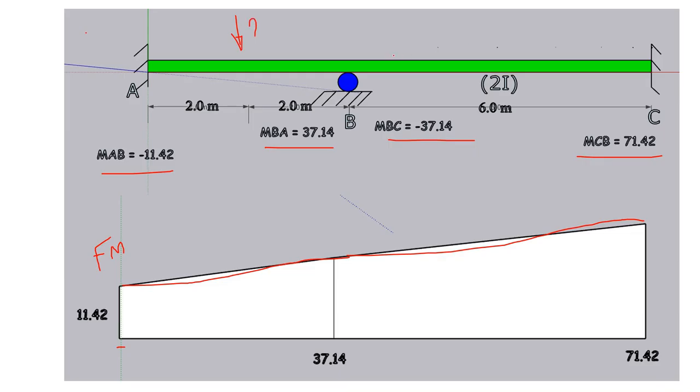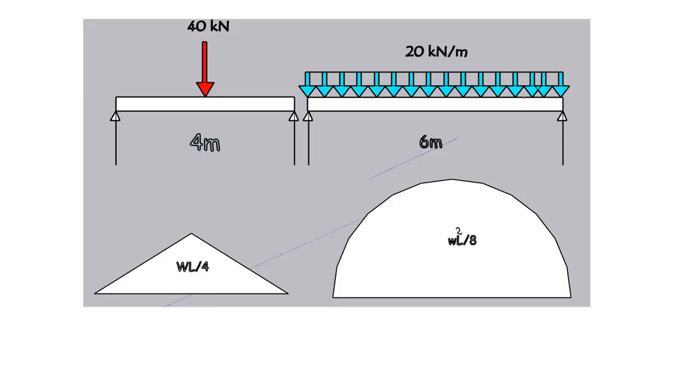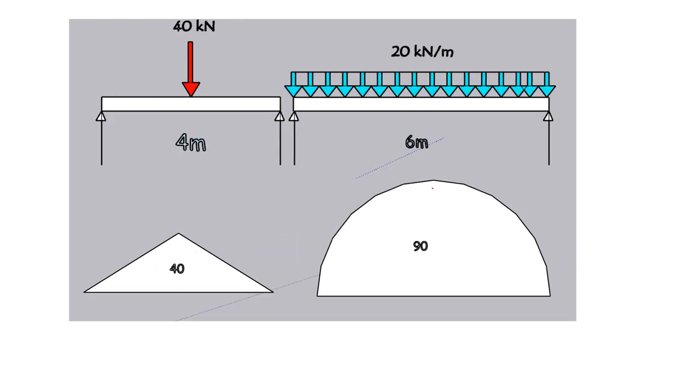What about the loadings? What about the moment due to loadings? That we will calculate in the next slide. So this is the loading. We assume these two beams to be simply supported and calculate the corresponding moment as WL by 4 and WL square by 8. Now the values are 40, and here this value is 90 and this value is 40. Now already you have drawn the moment diagram for final moments using slope deflection method. So overlap these two diagrams to obtain the final bending moment diagram.